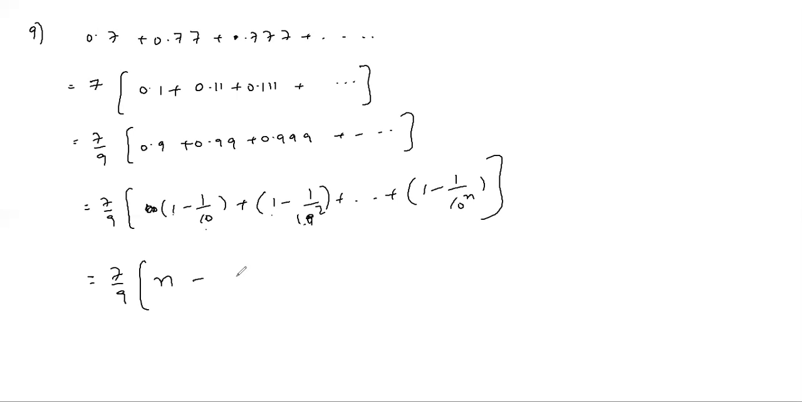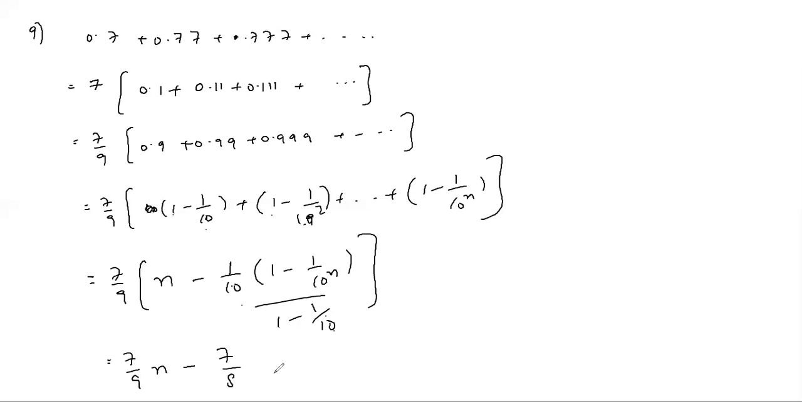Next 1 by 10, 1 by 10 square, 1 by 10 power n is a GP series: a into 1 minus r power n by 1 minus r. r value is 1 by 10. 1 minus 1 by 10 is 9 by 10; 10, 10 will cancel, 1 by 9. So 7 by 9 into n minus 7 by 81 into 1 minus 1 by 10 power n. If they have given 0.6, 0.66, here you will get 6 by 9 into n, 6 by 81 into the same term. Remaining same to same you will get.